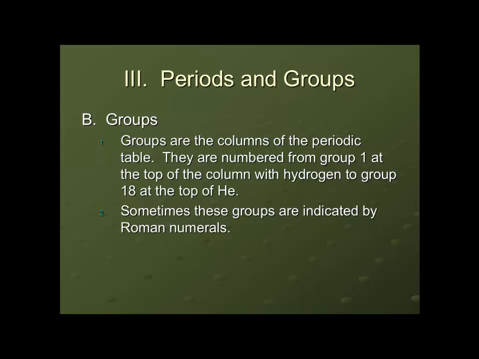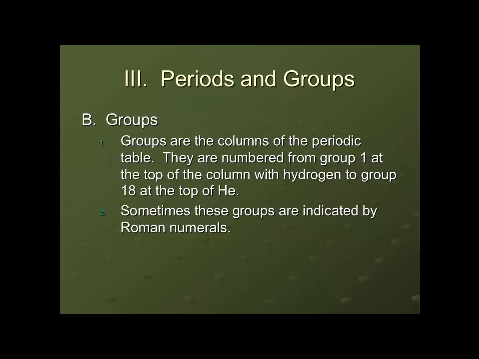Then we also have groups. Groups are the columns of the periodic table. They tend to have very similar reactivity, and they're numbered from group 1 over hydrogen, that column there, to group 18, which is over helium on the opposite side of the periodic table.